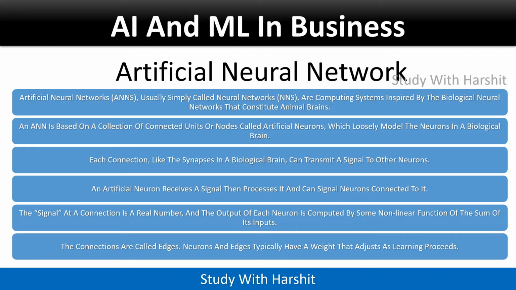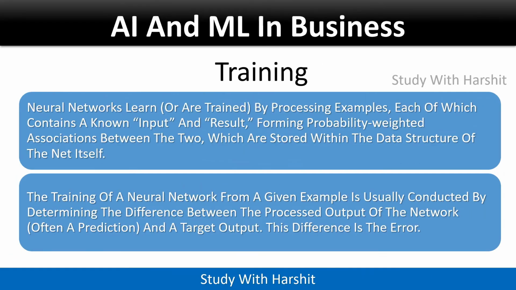Training. Neural networks learn by processing examples, each of which contains a known input and result, forming probability-weighted associations between the two, which are stored within the data structure of the net itself. The training of a neural network from a given example is usually conducted by determining the difference between the processed output of the net and a target output. This difference is the error.